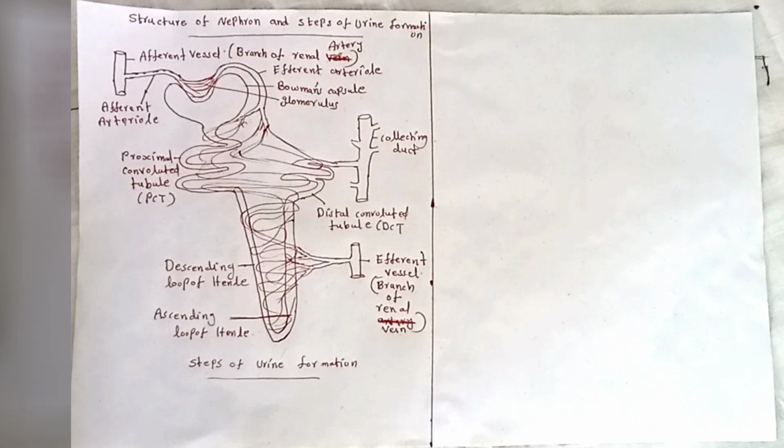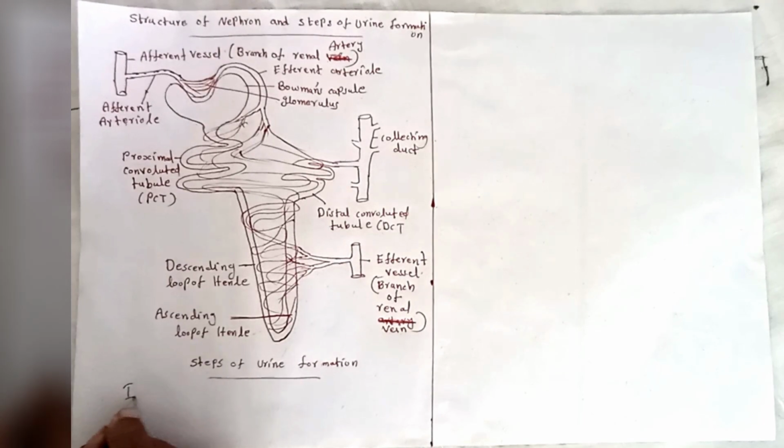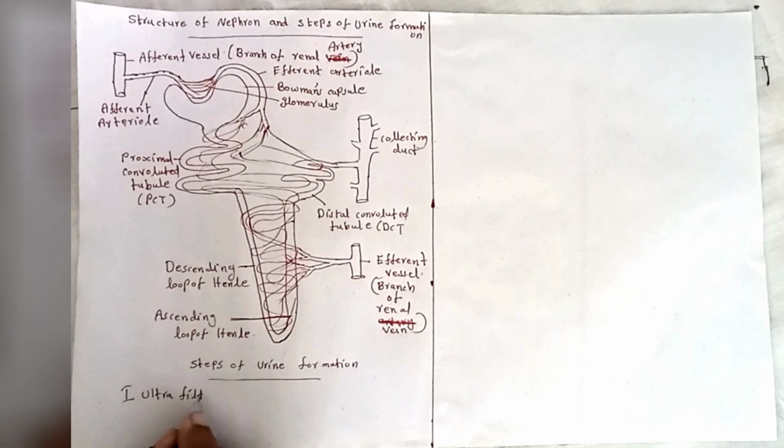First step, ultrafiltration. Second step, selective reabsorption, that means tubular reabsorption. And third, tubular secretion. Now we discuss the first step of urine formation, that is ultrafiltration.